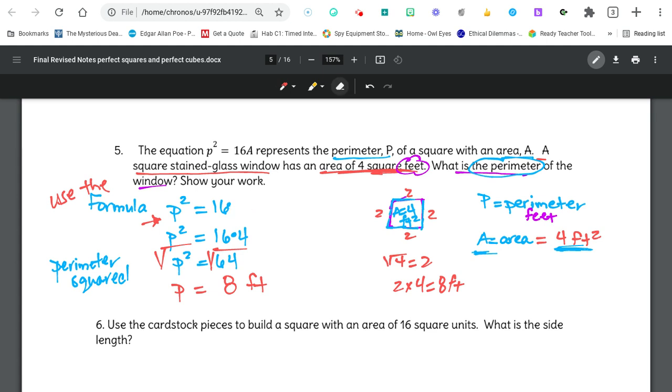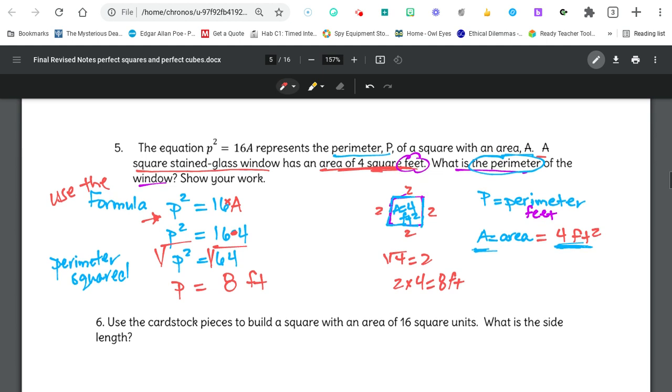But again, be careful, because when we have a number matched together with a letter, it means you're multiplying, okay? So that's why I put a little times sign there.